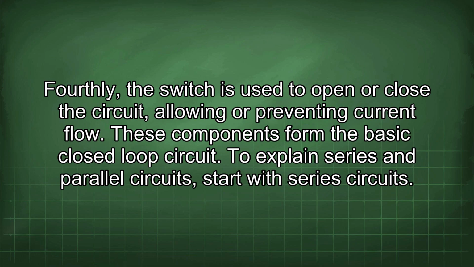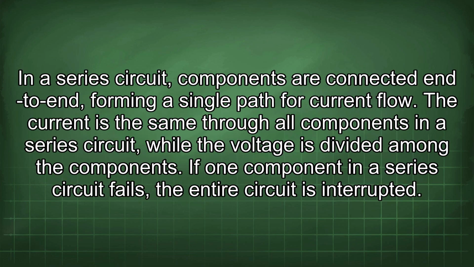To explain series and parallel circuits, start with series circuits. In a series circuit, components are connected end to end, forming a single path for current flow. The current is the same through all components in a series circuit, while the voltage is divided among the components. If one component in a series circuit fails, the entire circuit is interrupted.